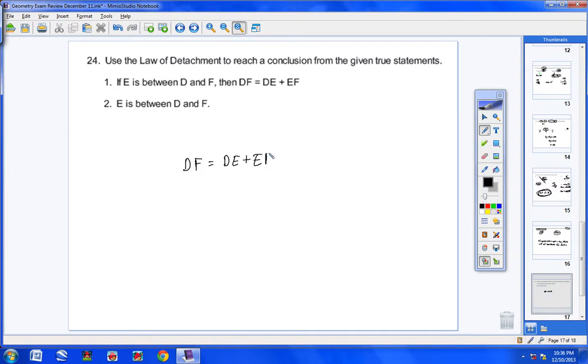Let's go over that one more time. If you have this, maybe you want to fast forward the video. It's up to you. Look, if E is between D and F, then this will happen. And then look what it says. E is between D and F, so then what's my conclusion? This is going to happen right here. So DF equals DE plus EF. That's called the law of detachment. So here what we're reviewing is the law of detachment and how to apply it to a situation.